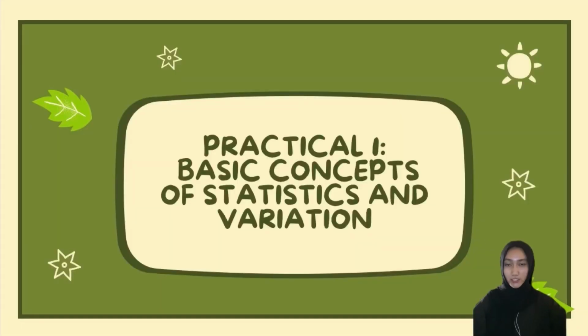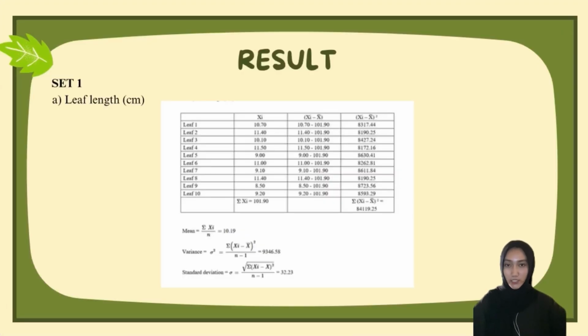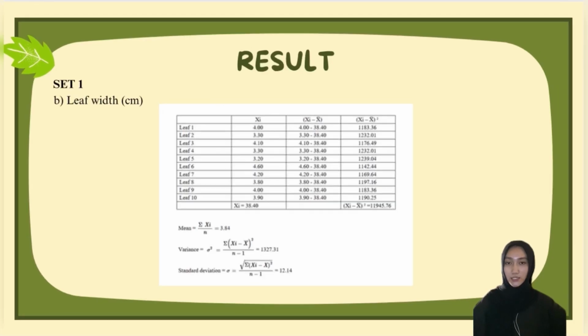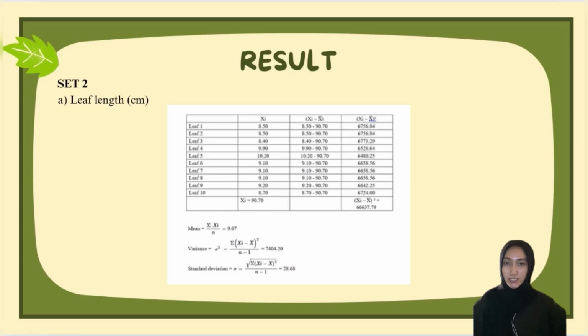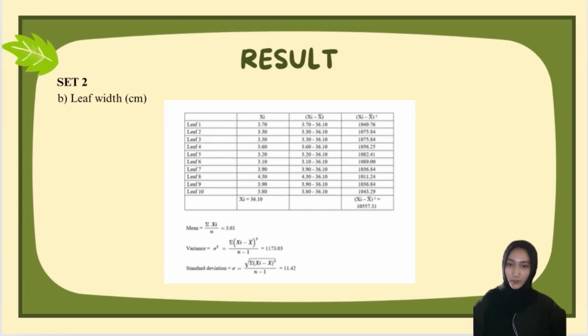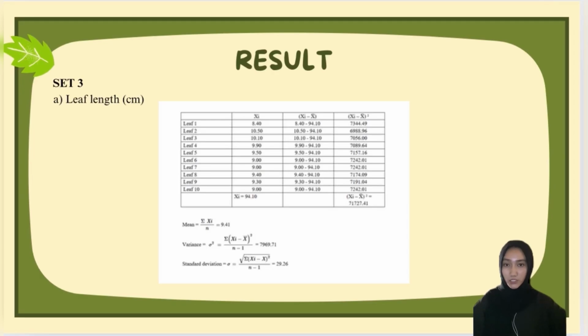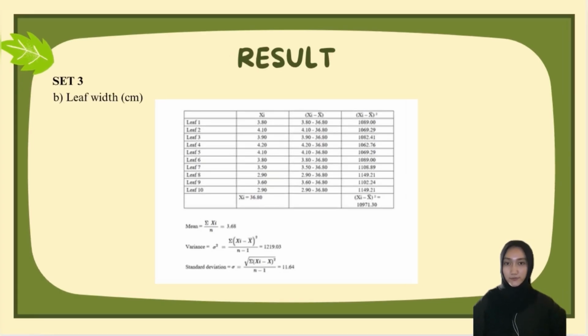Now we are going to take a look at the result for practical 1, which is basic concepts of statistics and variation. All the data for set 1, 2 and 3 were collected and used for calculating the mean, variance and also standard deviation. The formula for the mean is the sum of the data divided by the number of the data. The variance is calculated by taking the average of squared deviation from the mean, while the standard deviation is the square root of the variance. Question 1.